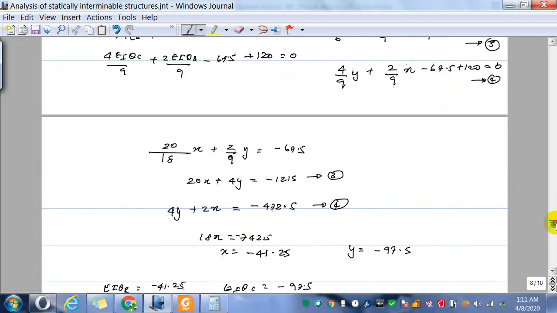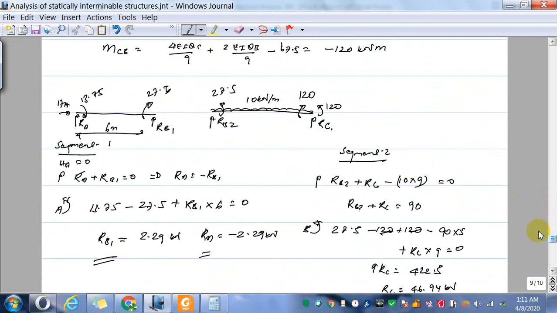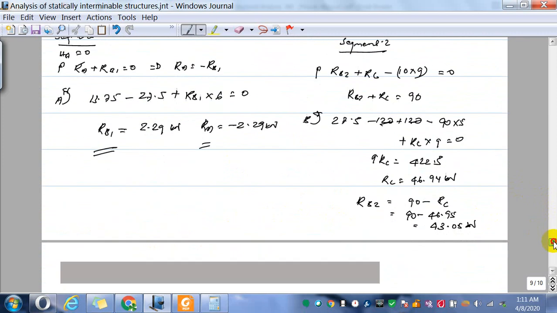So when you plot the complete beam, you have to add RB1 and RB2. So RB1 is 2.29 and RB2 is 43.05. When you merge those two, you can add those two. So this is how you solve this problem. And we can also plot shear force and bending moment for these small segments. We'll see that in later exercises.